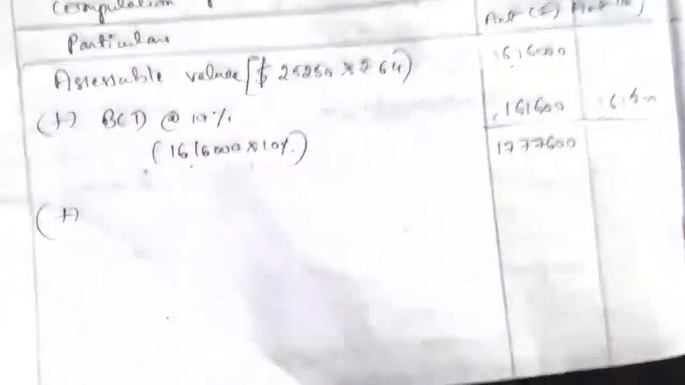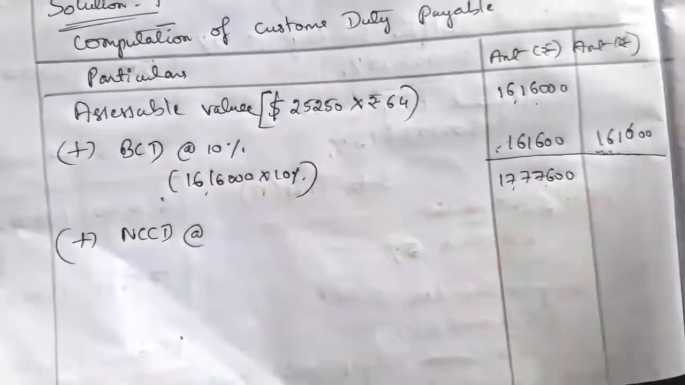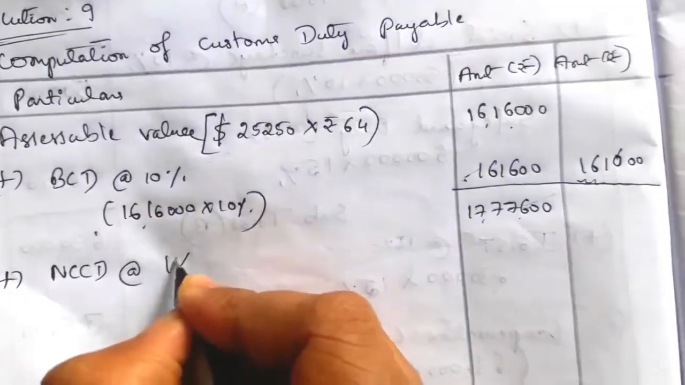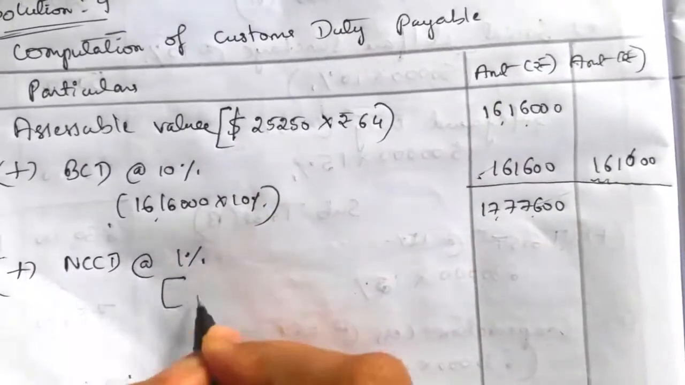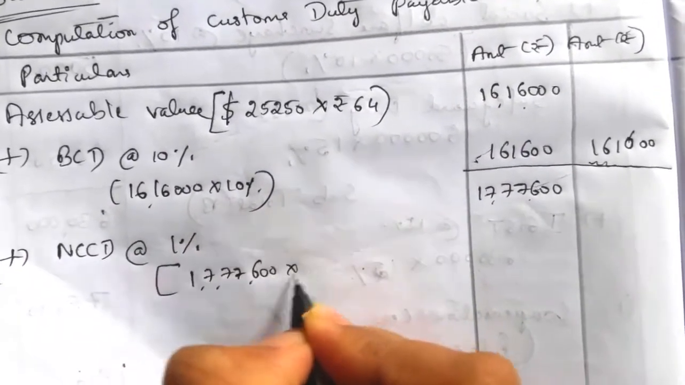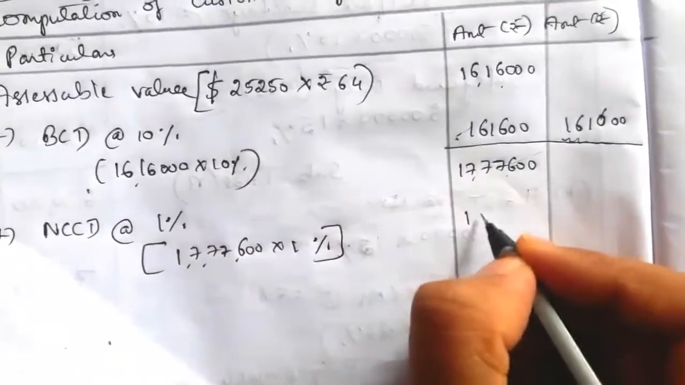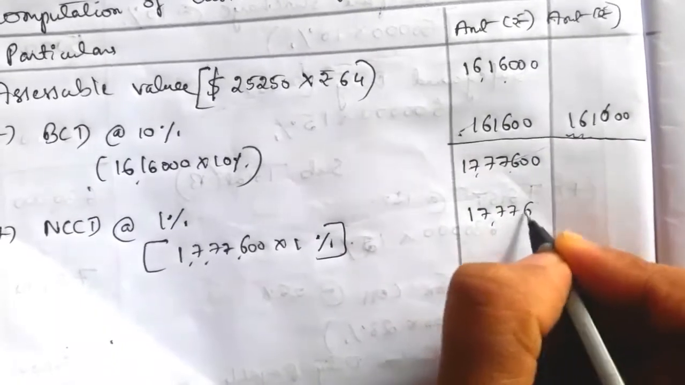As per format, the second one is NCCD. NCCD is given in this illustration. How much is NCCD? It is at 1%. We have to take it on the above value, so 17,77,600 into 1% we have to calculate. That is equal to 17,776.